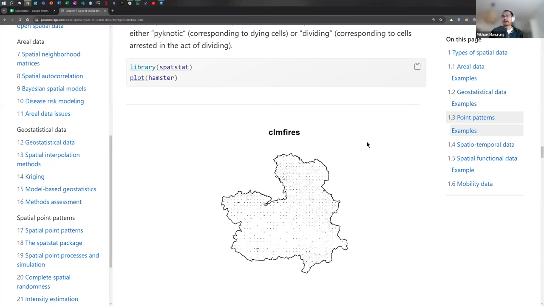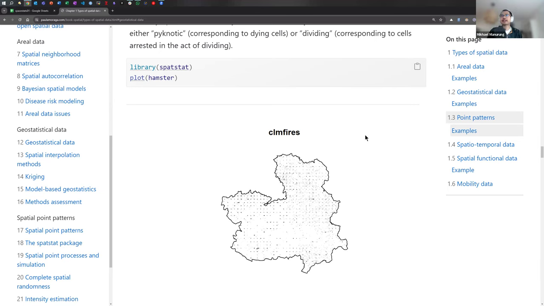So in geostatistical data, supposedly the events, the observations that you care about, can occur virtually everywhere within the region that you're interested in. But because of the limitation of the sampling method, you have only the data for a certain patch in your domain. Whereas for point patterns, the events occur sporadically.